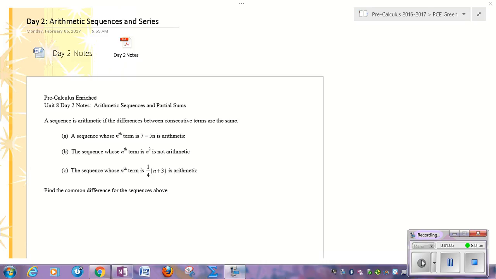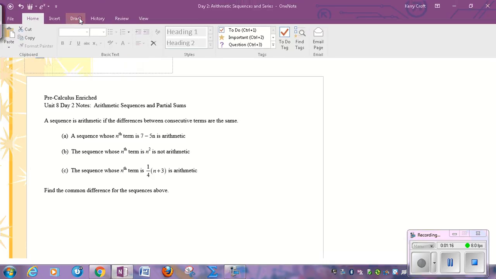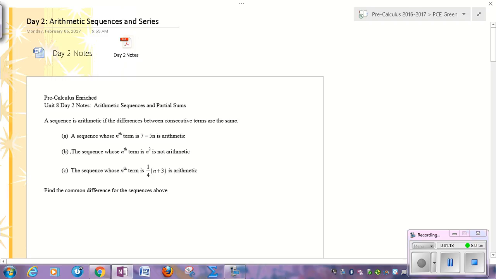So what I want you to do for this first problem is find the first 2 terms, because I told you which ones were arithmetic. So you don't have to worry about doing part B. But we're going to find the common differences for part A and part C. So find the first 2 terms and then just find the common difference.